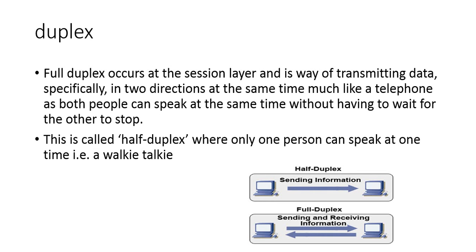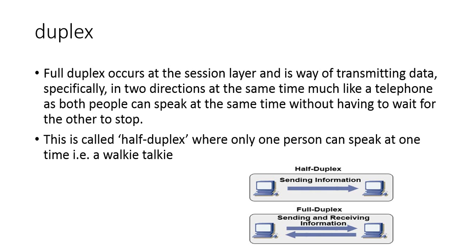So the next slide involves duplex. Full duplex occurs at the session layer and is a way of transmitting data, specifically in two directions at the same time, so simultaneously. So full duplex is much like a telephone conversation.